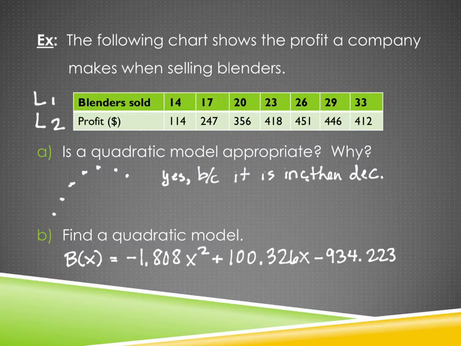What comes next? Output. And it's in the table, right? The output right there, it's dollars. If you want to be more specific, you're welcome to say dollars of profit. But as long as you say dollars, you're good.